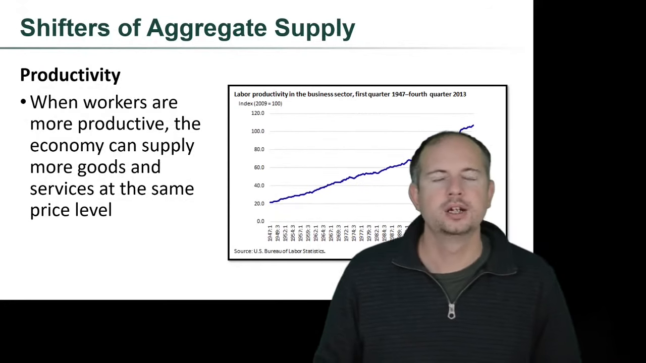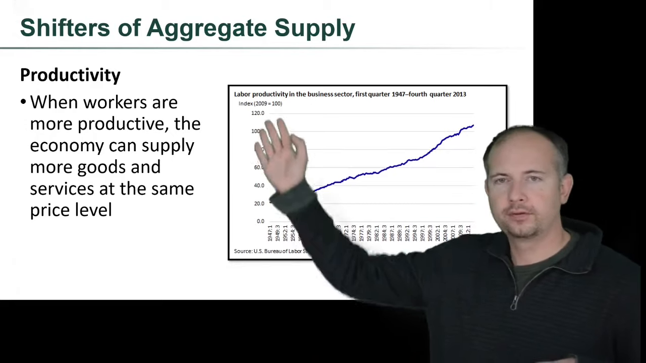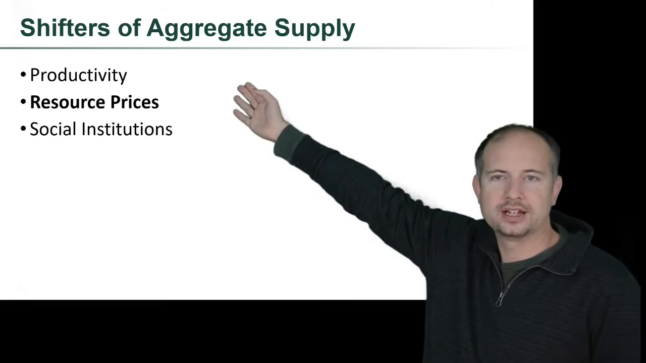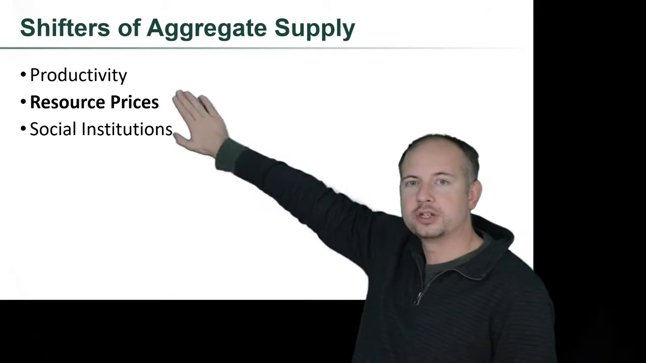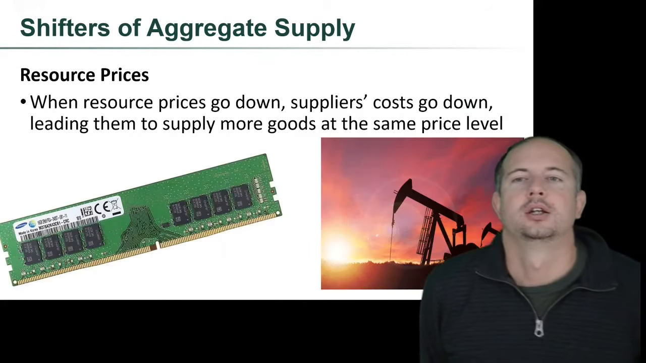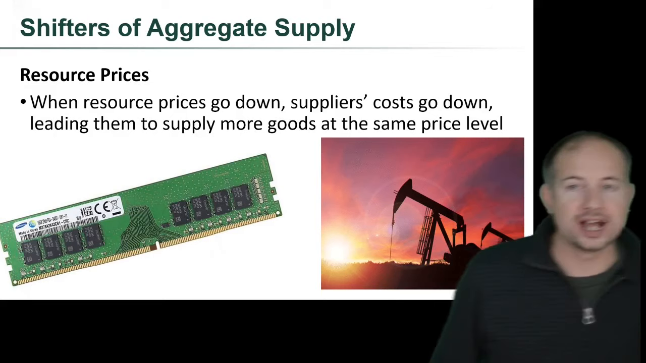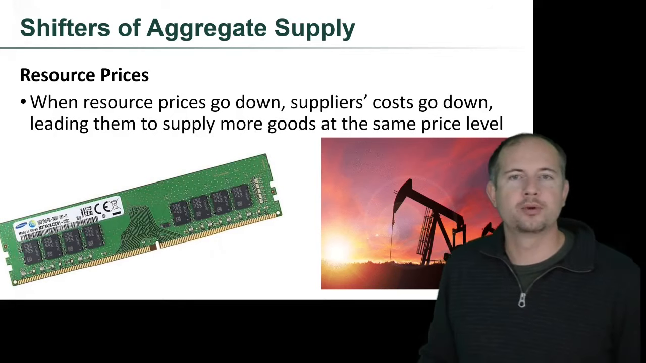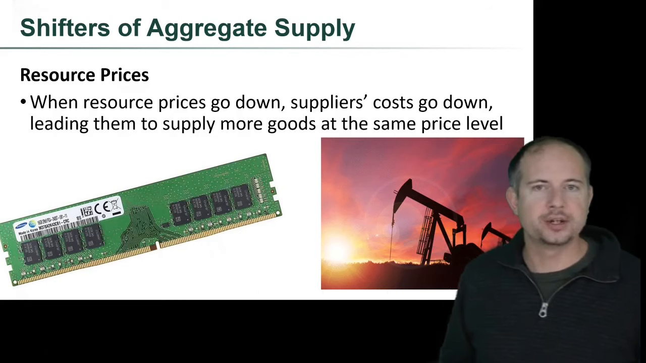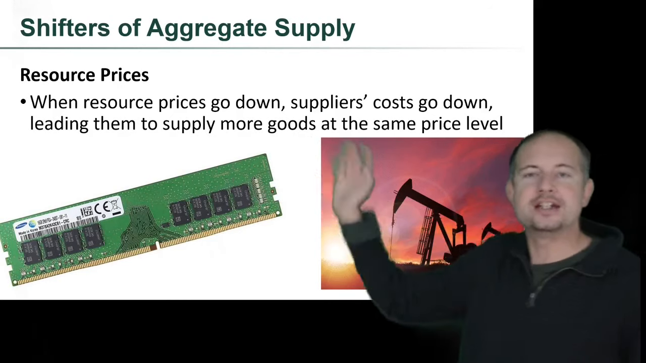So if anyone was looking for the shifters, we just did productivity. The next one is resource prices. When resource prices go down, suppliers' costs go down, leading them to supply more goods at the same price level. We talked about this with individual supply.